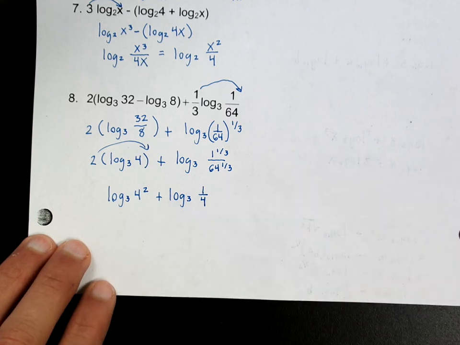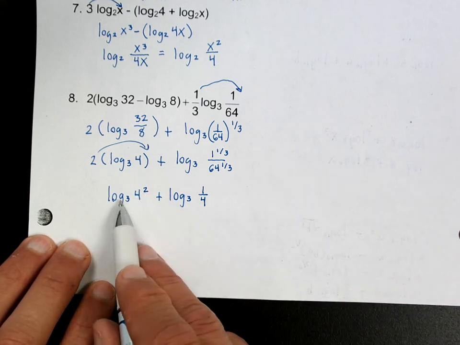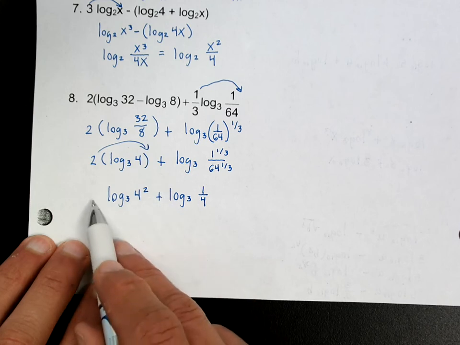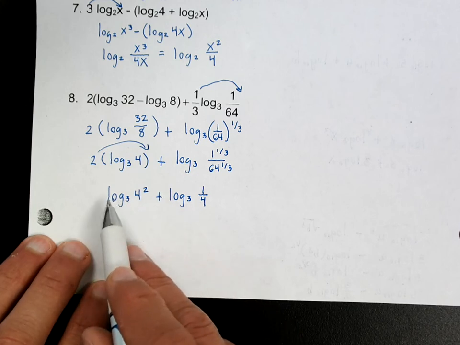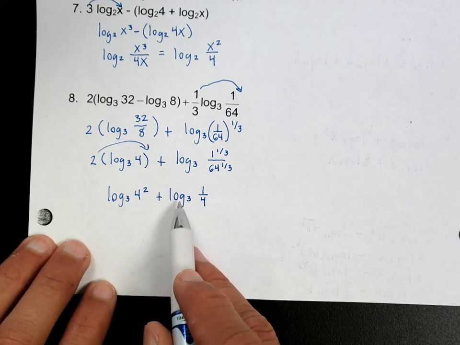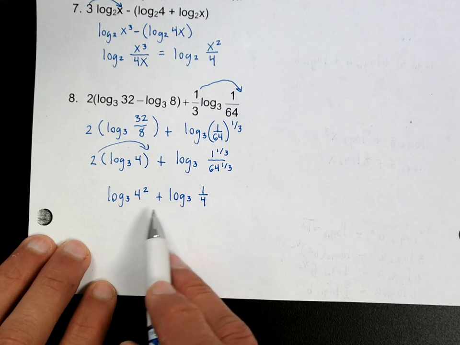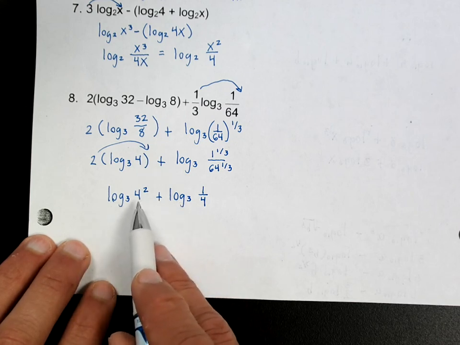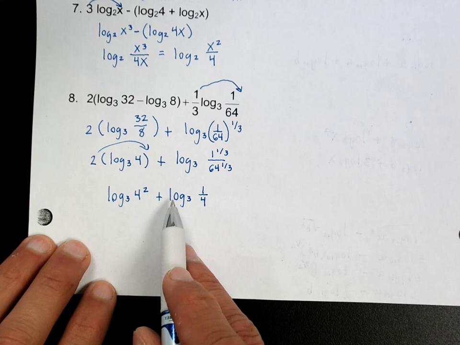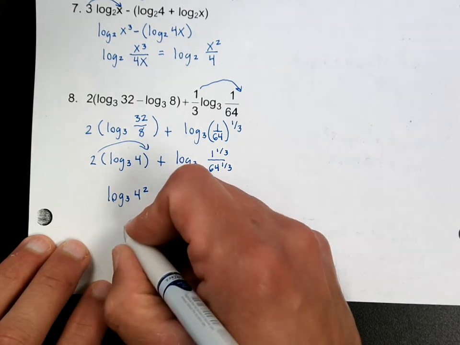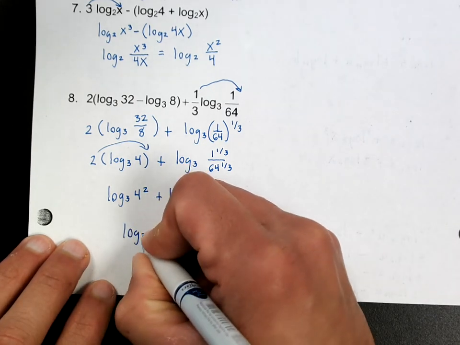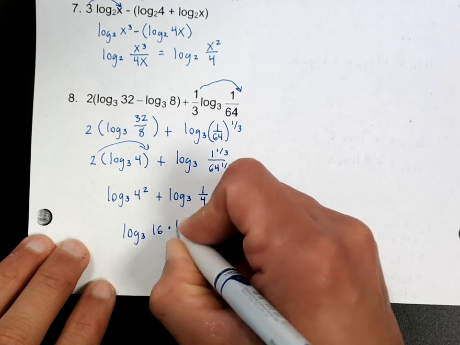And then after all of that, finally, now that I have one logarithm with nothing in front of it, that's the key, you must not have anything in front of it. It's kind of hard to say that. So you have nothing here, nothing here. Now you can combine these by multiplying them. By the way, what is 4 squared? 16, right? So this is 16 times 1/4.